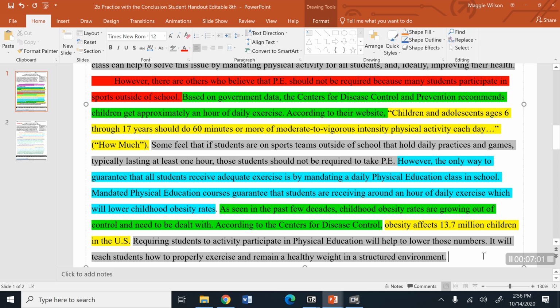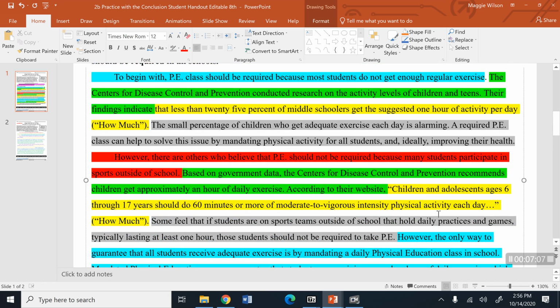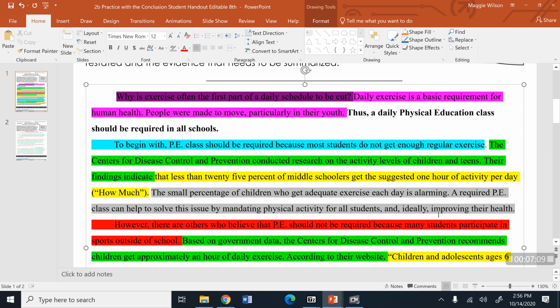On the next page, you were supposed to write a conclusion. So remember your conclusion, you are restating your claim. In this case, since my claim is daily physical education classes should be required in all schools, I need to restate that, meaning I need to reword it. So I could say all students should be required to take a physical education class during the school day. So that's me restating it.